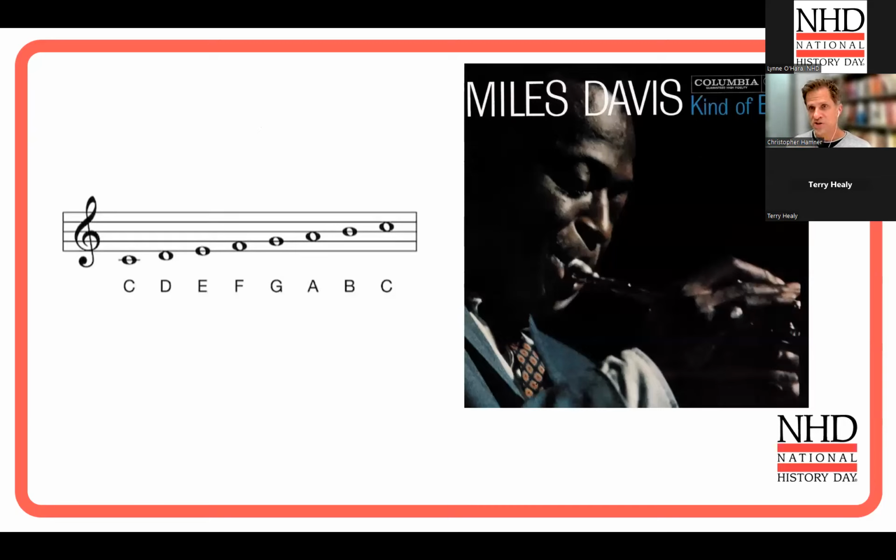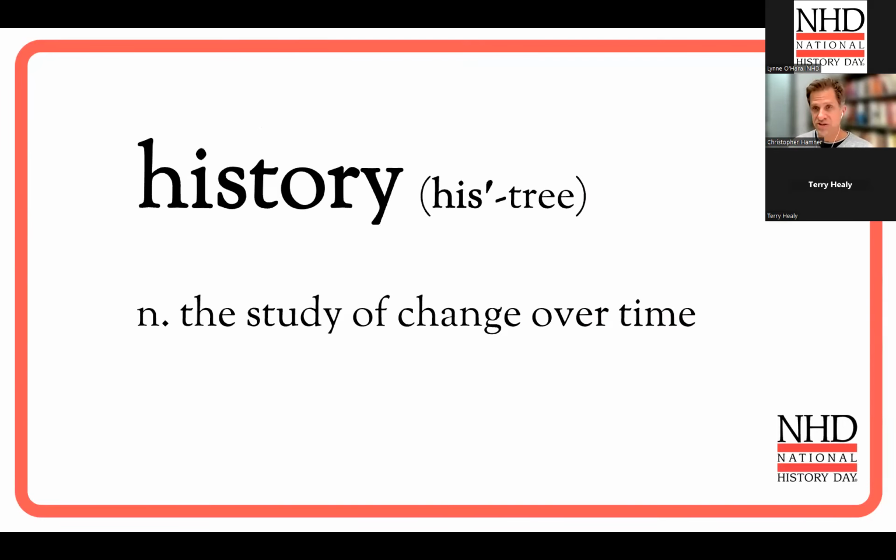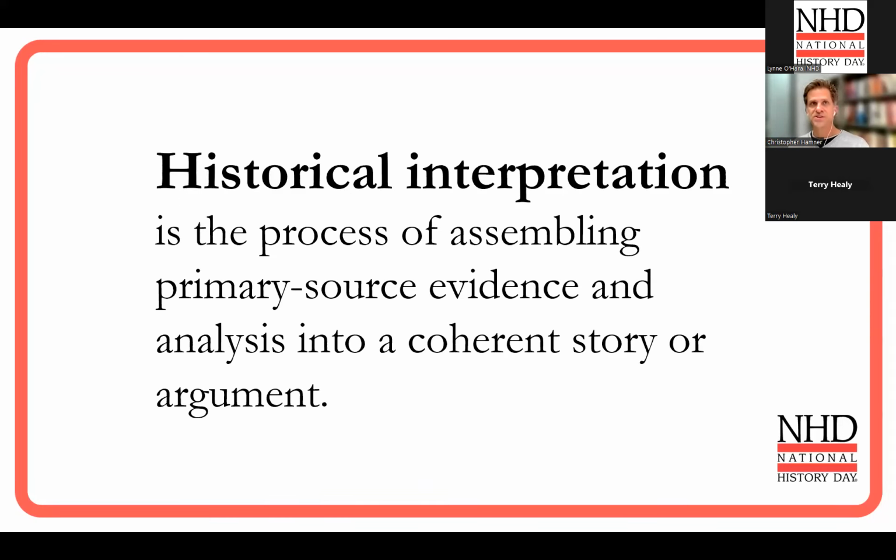At some point, we want to start actually making music, and that means taking the building blocks of the scale and putting them together in ways that enable us to answer some more complex and interesting questions. So today we're going to start talking about the process of going from the C major scale to Miles Davis playing jazz. And if history is the study of change over time, mostly what historians do is create interpretations to explain change over time.